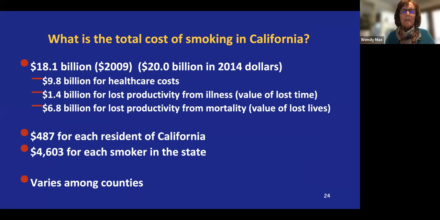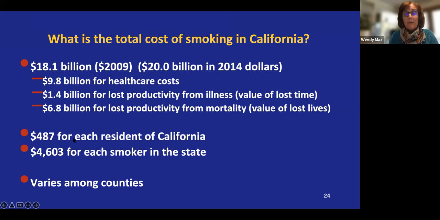Some of the highlights of this report: we have our total cost estimates. We updated these to 2014, but we're going to do new estimates rather than keep updating it. So it was about $20 billion was the cost of smoking in California for 2014. And you can see how it breaks down. About half of that is for healthcare costs. The lost productivity from premature mortality was quite high. And then the rest was the lost productivity from illness.